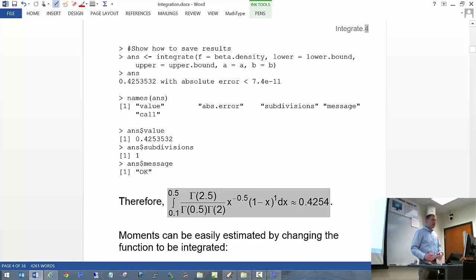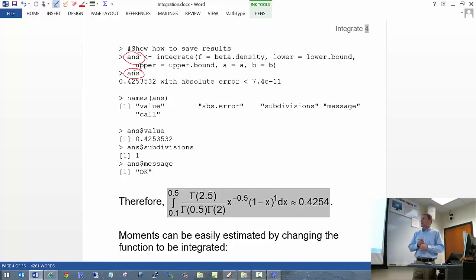Now, as with any other function, you can always save your results. I'm going to do exactly the same implementation of integrate on page 4, but I'm going to save the results into an object called ans for answer. What integrate was printing for us was the default printing method. If I just say ans, you can see the same things we did before. Inside of ans is actually a list, and it has different components, where the value component is the actual integral value.